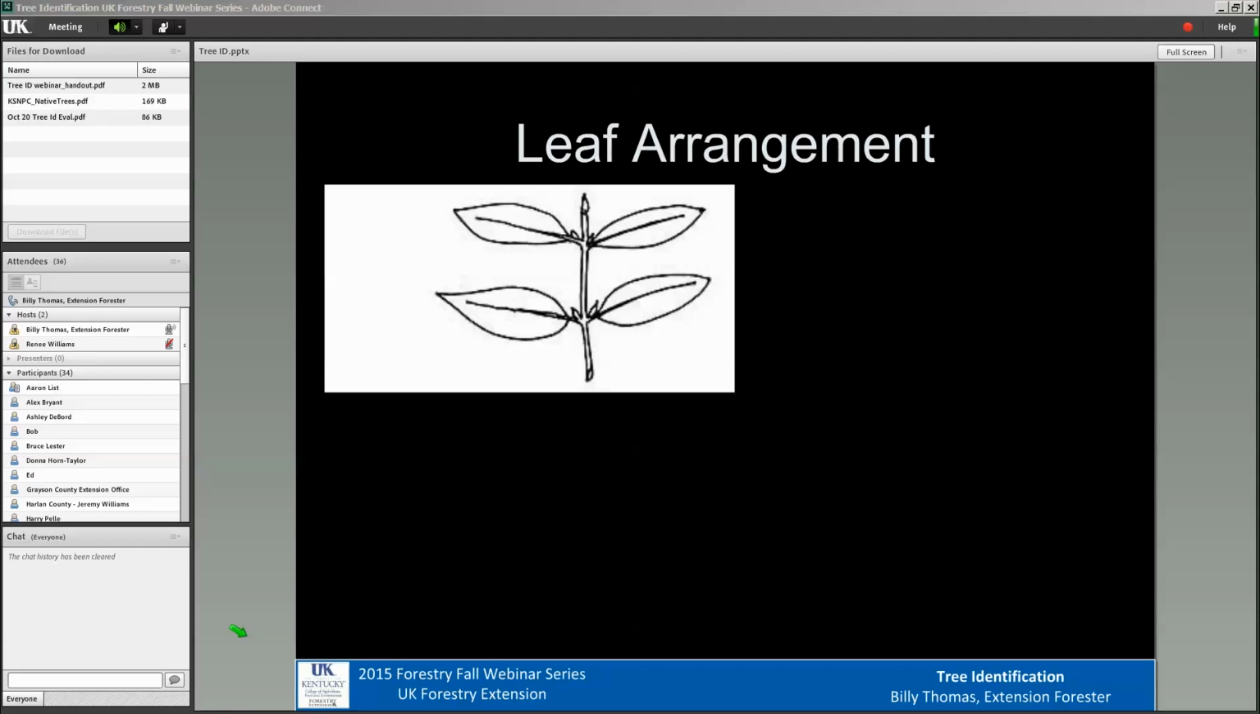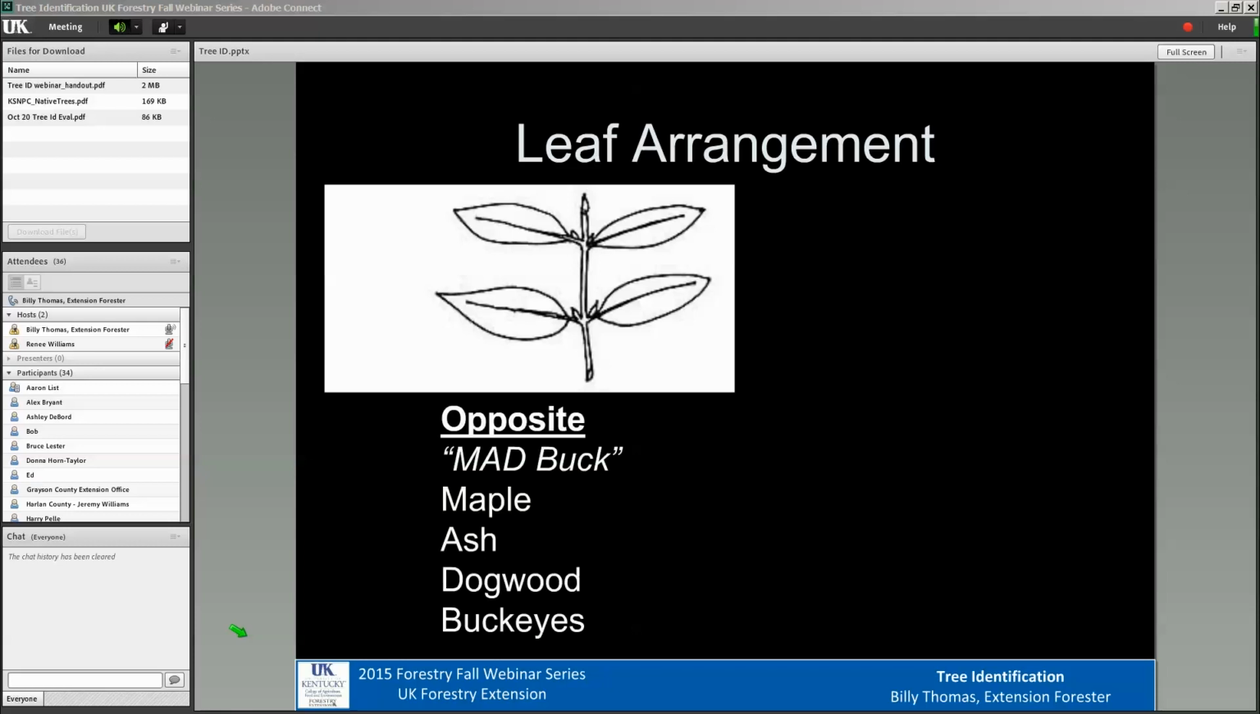So let's talk about leaf arrangement for a moment. What we have here is the opposite arrangement. And what I'm saying is that these buds, or the leaves, are arranged opposite from one another. So we have one leaf and bud right there, and then we have one leaf and bud right there, and these are what we call opposite.